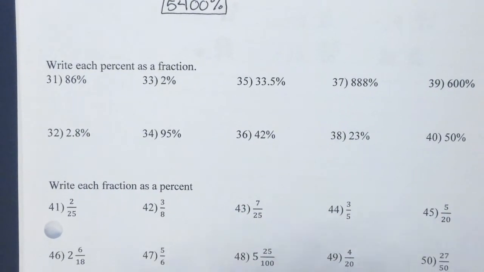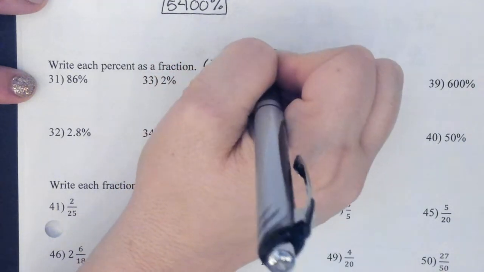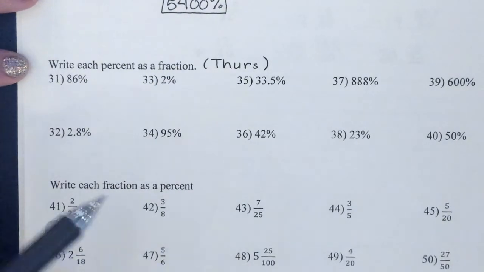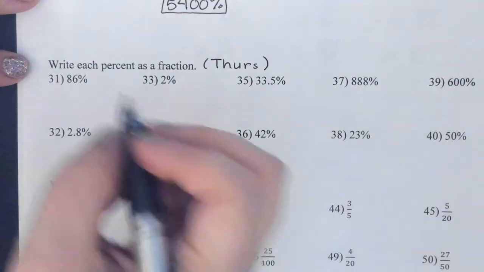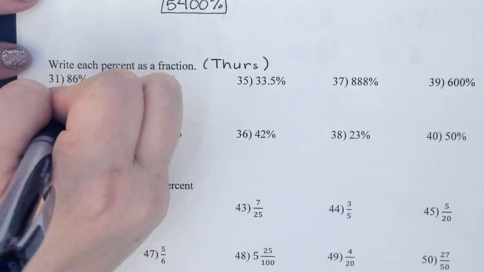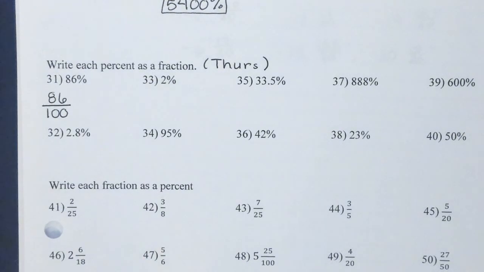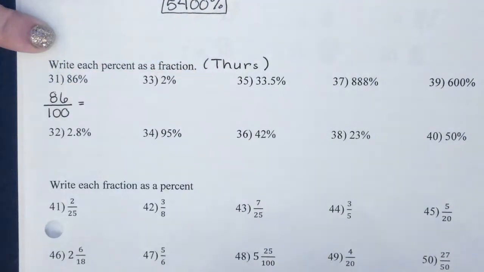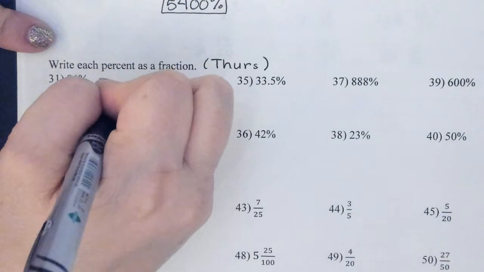All right. Let's look down at the next part. Write each percent as a fraction. So guys, this is what we did yesterday. This is what we did on Thursday. Does anyone remember, how do I make a percent a fraction? What is a percent always out of, RJ? 100. So for 31, I'm going to put 86 out of, or over, 100. We're always using 100 here. Okay. Can I simplify that, Peyton? What can I divide by? 2. So we're going to divide by 2. That's going to give me 43 over 50.